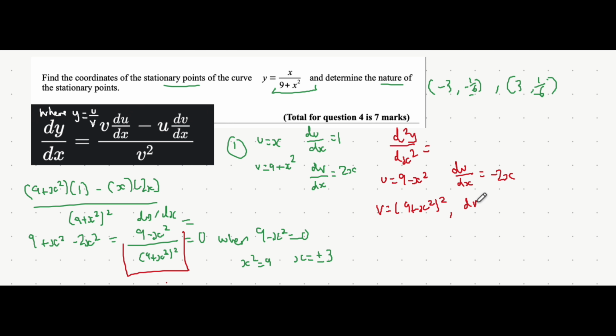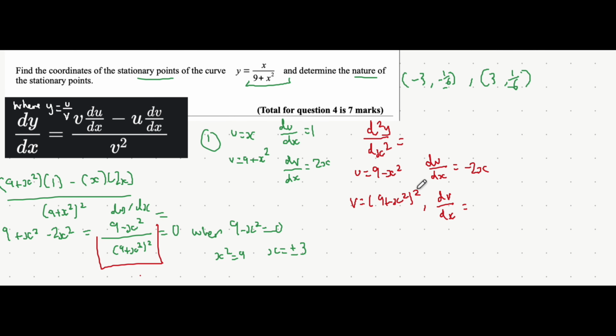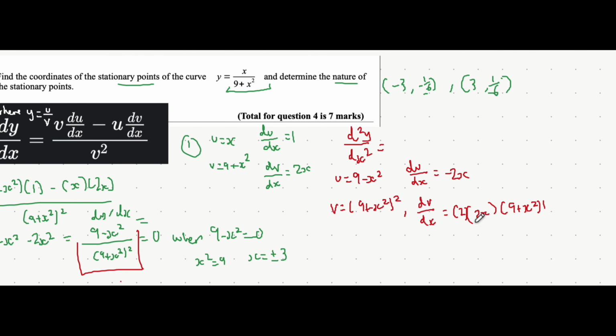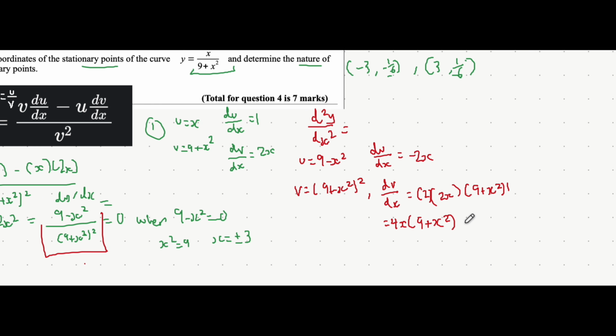And dv by dx, here you use the chain rule, and I'll show you the quick way of doing it. So you take the power and you multiply by the coefficient before the term. You then differentiate the inside of the bracket, which is 2x. You then write out this whole bracket, but subtract 1 from the power. So it's 9 plus x squared all to the power of 1. 2 times 2x is 4x. So that's 4x multiplied by 9 plus x squared. And here you can multiply out the brackets because this is just the power of 1.